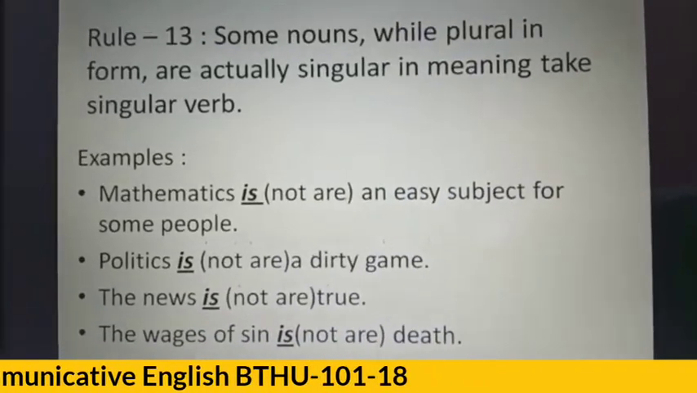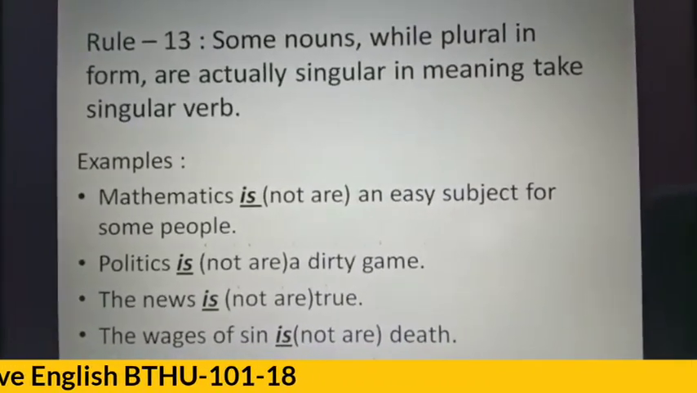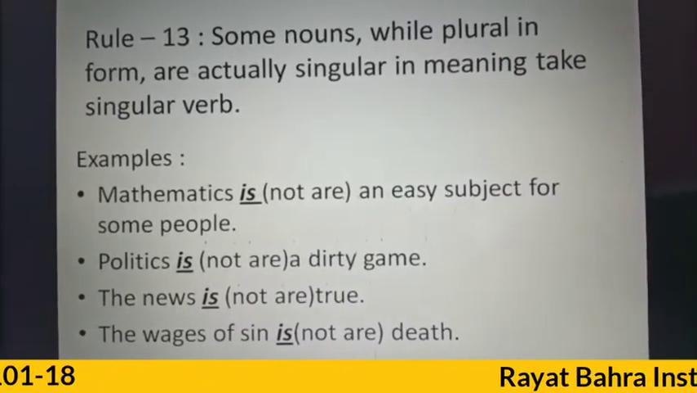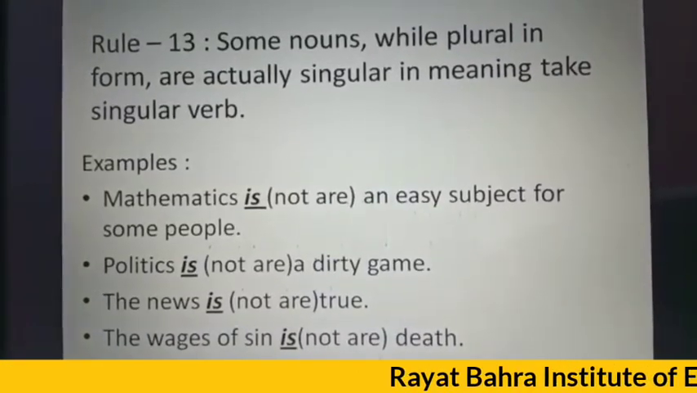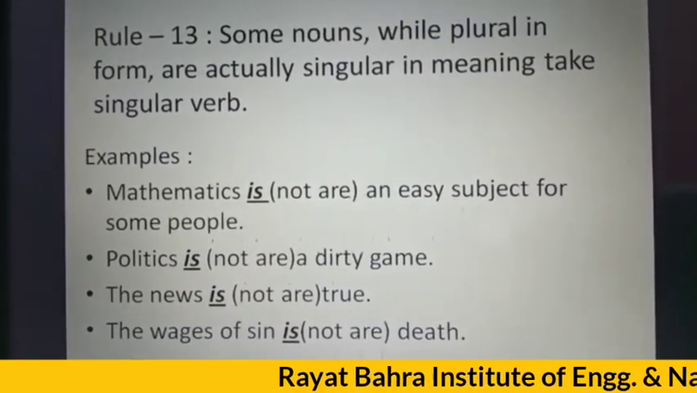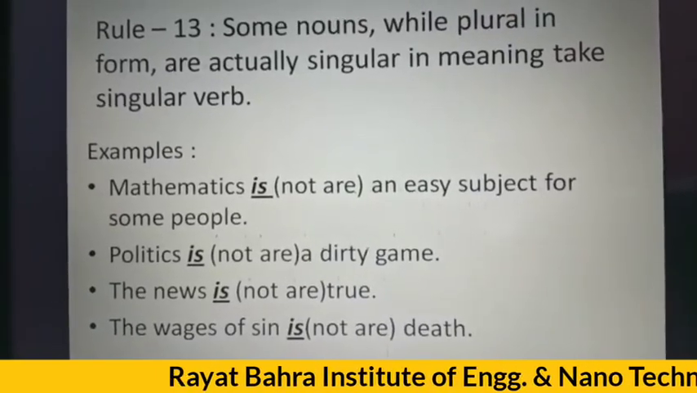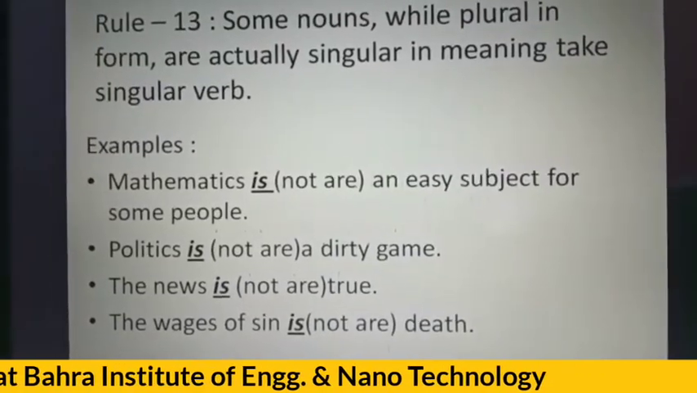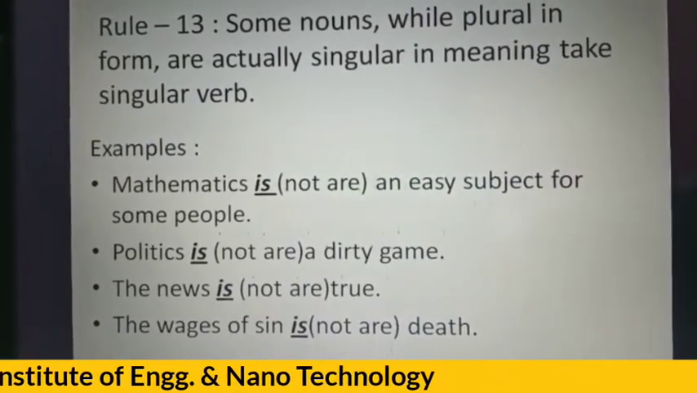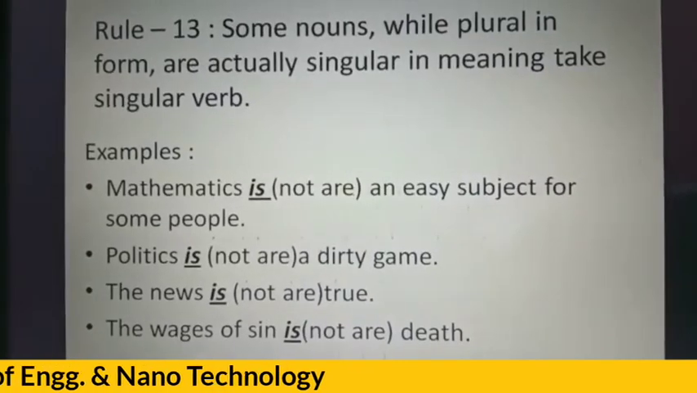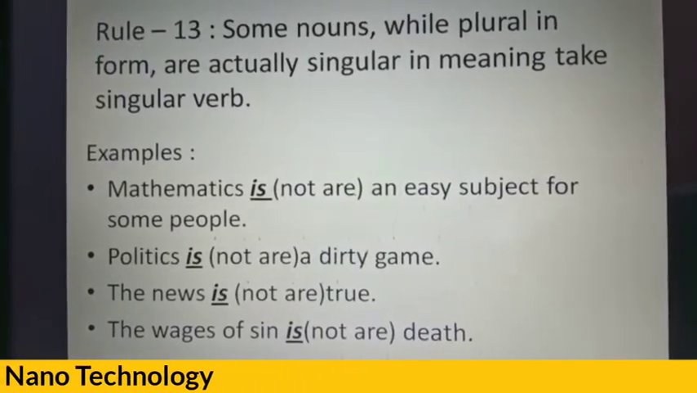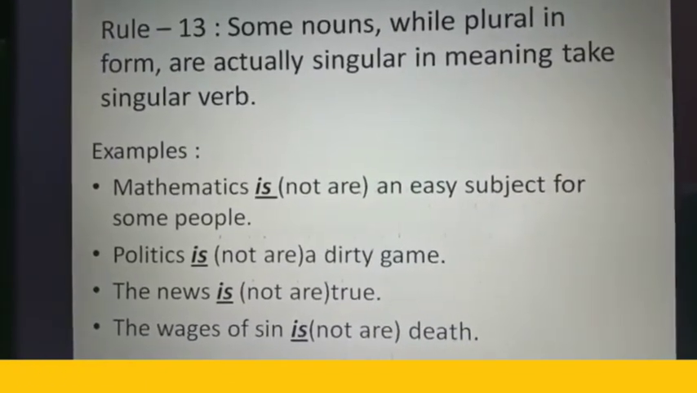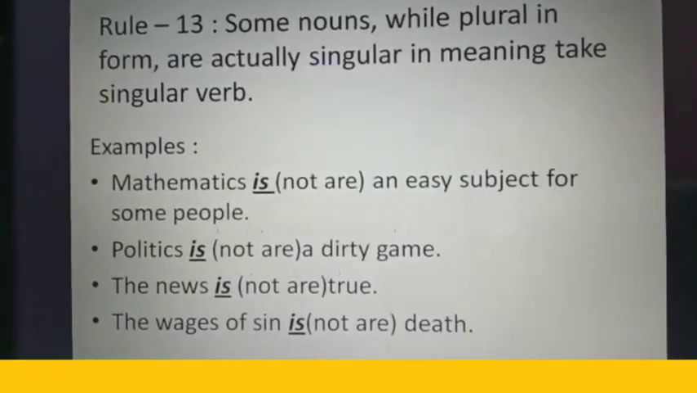Rule number 13. There are certain nouns which are plural in form, but actually they are singular in meaning. Such nouns take a singular verb. For example, mathematics is an easy subject for some people. Words like mathematics, politics, the news, physics, social studies, economics are plural in form, but their meaning is singular. So such words always agree with a singular verb.